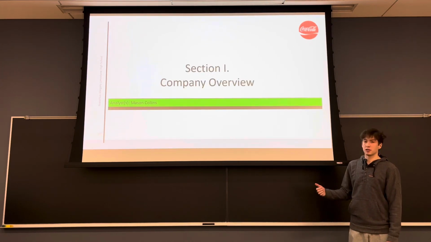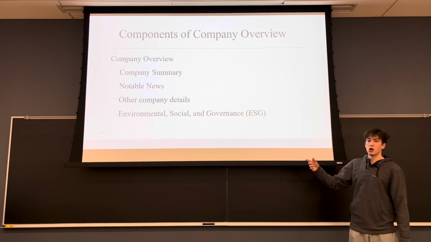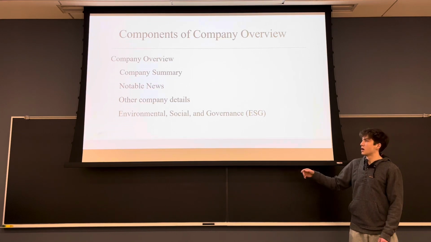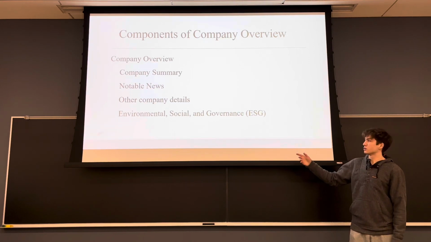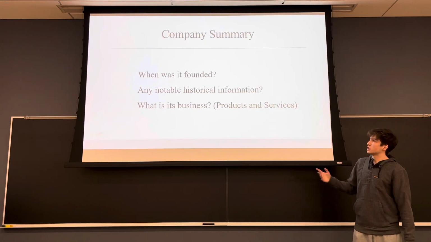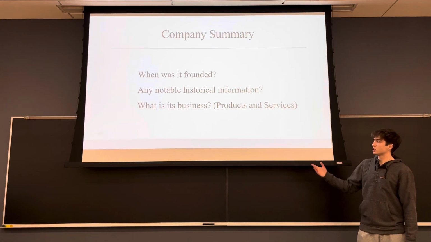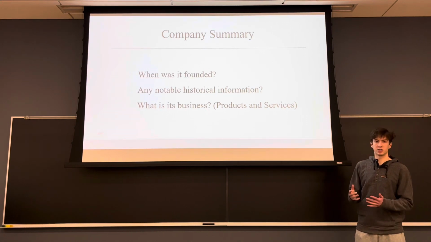So section 1 is the company overview. In the company overview, you're going to have the company summary, notable news, other company details, and then ESG, which is environmental, social, and governance. In the company summary, you're going to have when it was founded and historical information, and you're going to basically explain what this business is.